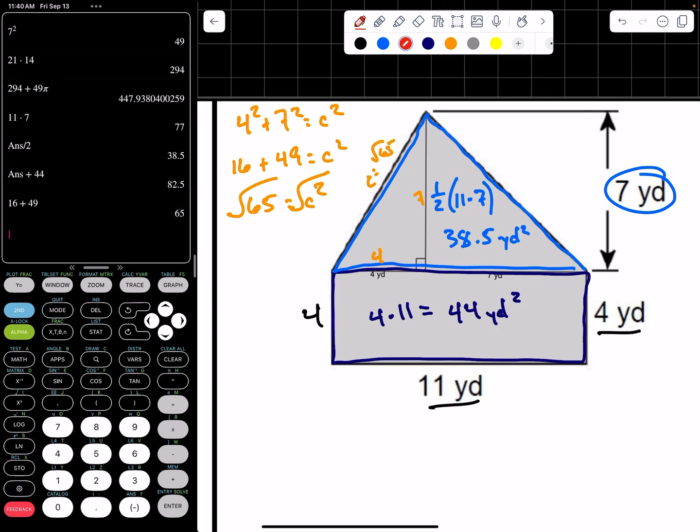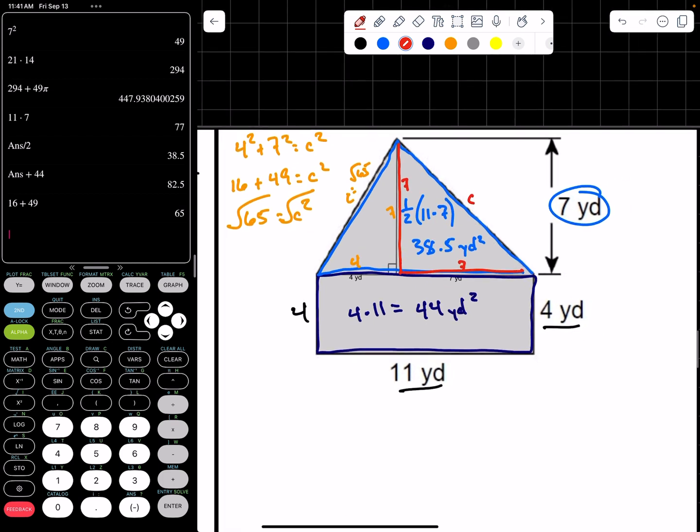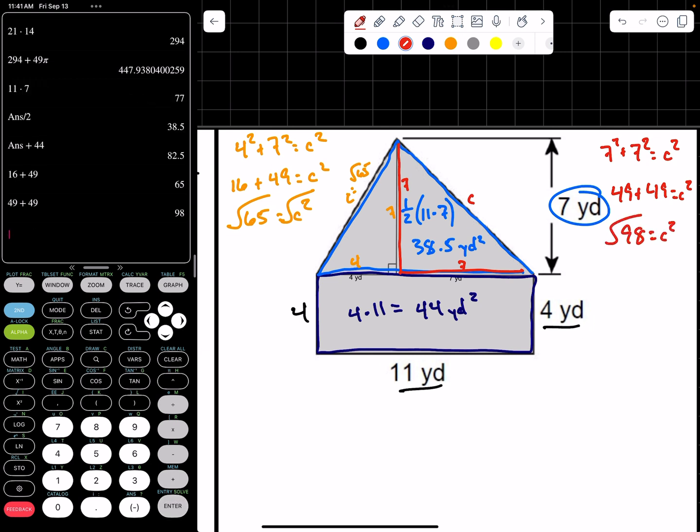Same thing over here. We've still got 7 as my height. I've got 7 as my base. So a squared plus b squared equals c squared. 7 squared plus 7 squared equals c squared. For my red c, 49 plus 49 equals c squared. 49 plus 49 equals 98. And I'll square root both of those. So that's going to be root 98.